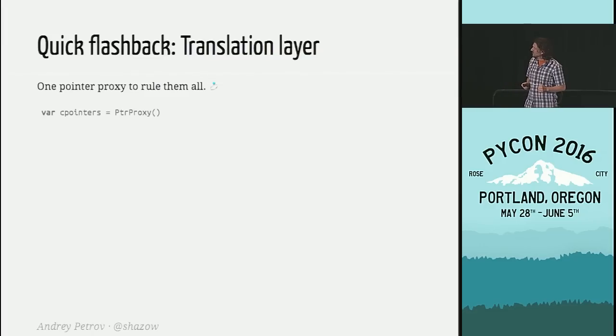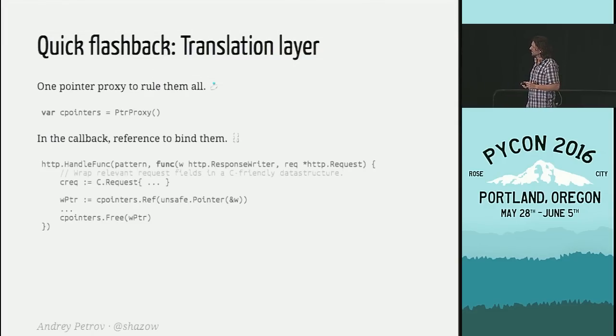And here's how it works. So one pointer proxy to rule them. And then in the callback, we reference to bind them. So here you see this is in Go, but we're passing this into Python. So we take this pointer response writer over there, and we reference that pointer into this opaque integer, which is W pointer, which is just like an integer thing. And then we use it a bunch in Python, and we free it when we're done.